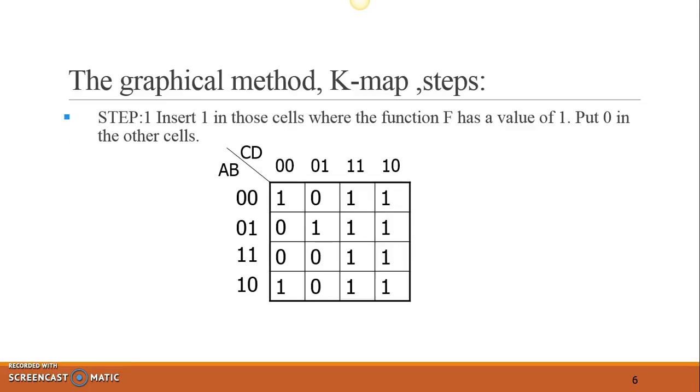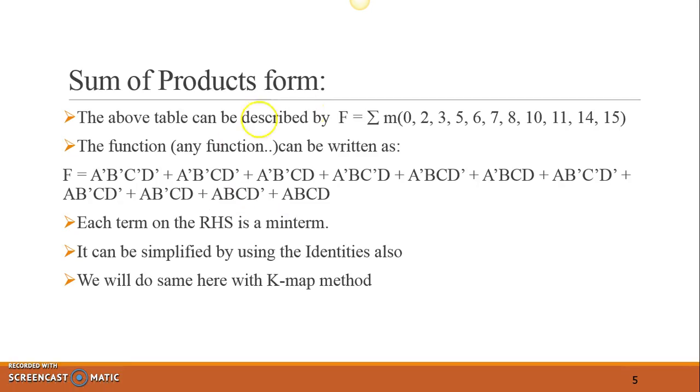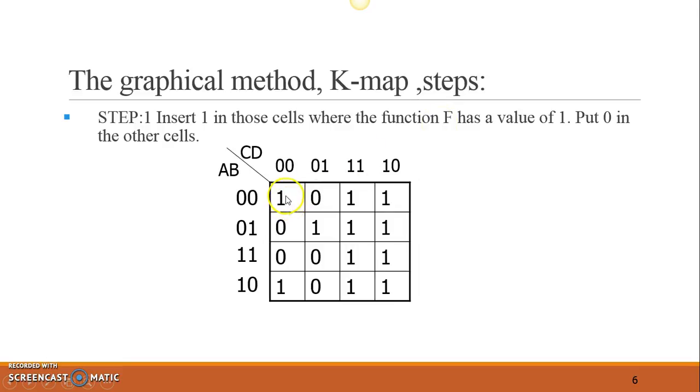And now the method is very simple. We are putting 1 for the Boolean function, as this Boolean function has a value of 1 as output for these min terms. So we are listing exactly the same pattern here.